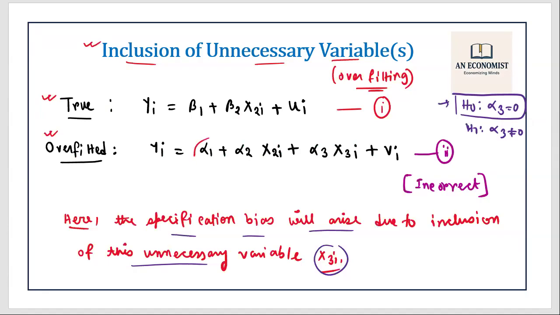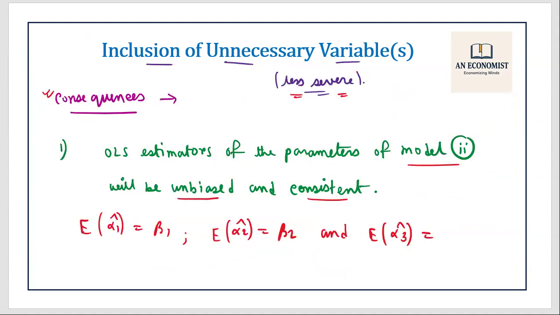So unbiasedness means alpha 1 cap is correctly estimating the true population parameter beta 1. Alpha 2 cap is fully capturing the true population parameter beta 2, but corresponding to alpha 3, you do not have any beta 3. So expectation of alpha 3 cap will be simply equal to 0. These three criteria will hold, and this will also hold when n tends towards infinity. Consistency means that if your sample size goes towards infinity, then all the expected values will go towards the true population parameters. If this is the case, then consistency also holds.